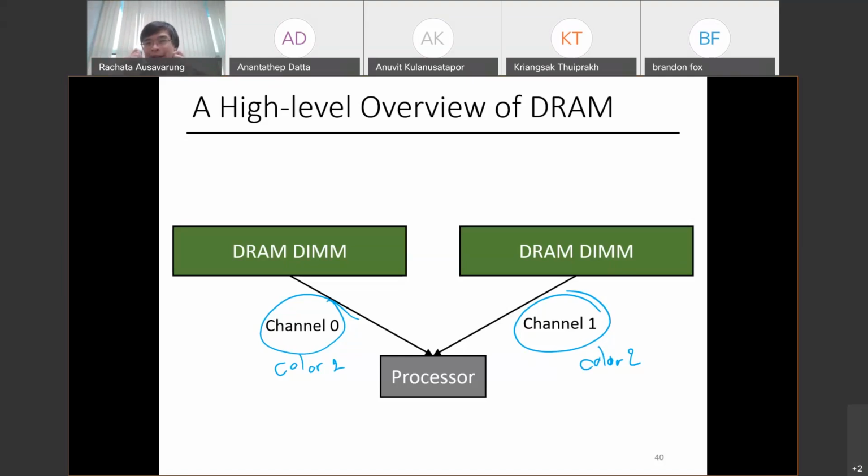So let's say you buy 2 sticks of DRAM and you happen to plug both of them into the black slots. What will happen? If you plug them into the black slots on both of them, are you plugging them all into one channel or into 2 different channels? So let me ask you that first question.